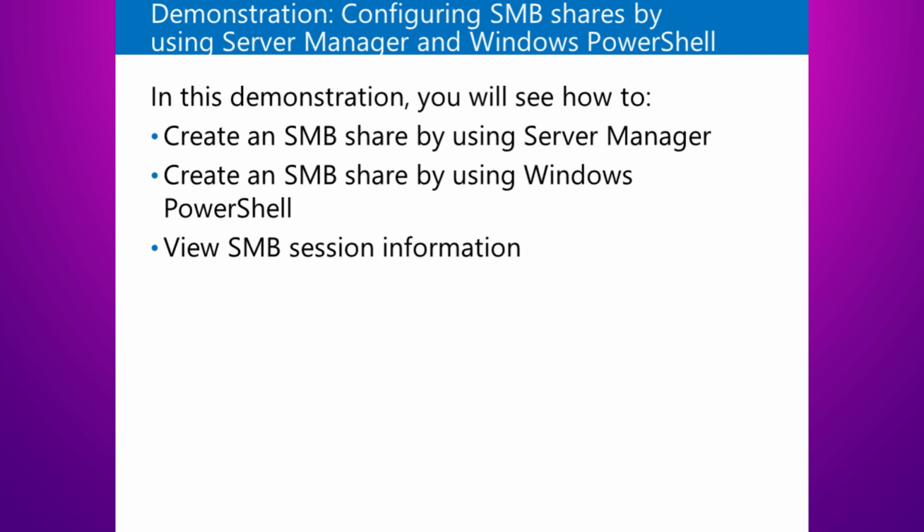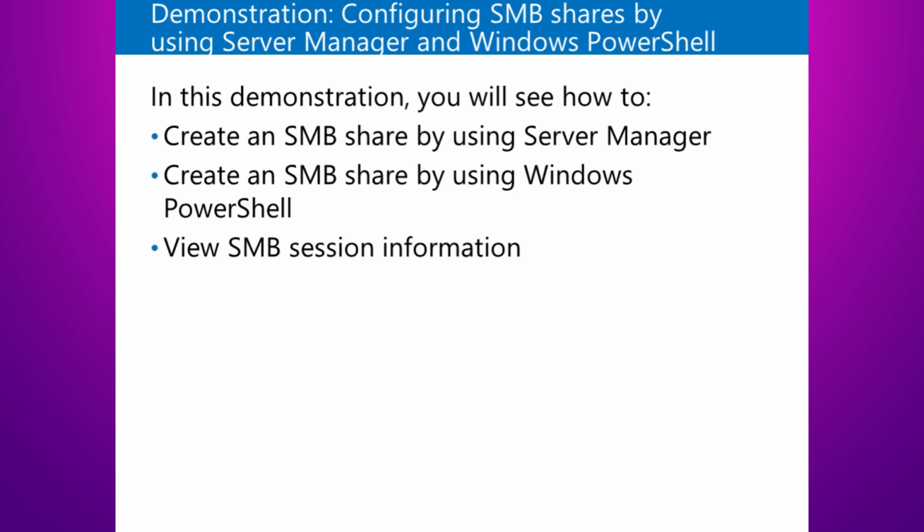The following table identifies the configuration options that are available for each SMB share profile. Share type, access-based enumeration, share caching, encrypted data access, default data classification, quotas, permissions. Quick: yes, yes, yes, no, no, yes. Advanced: yes, yes, yes, yes, yes, yes. Applications: no, no, yes, no, no, yes.